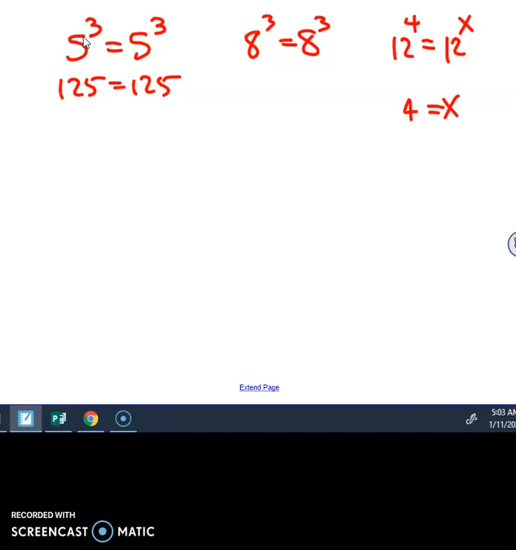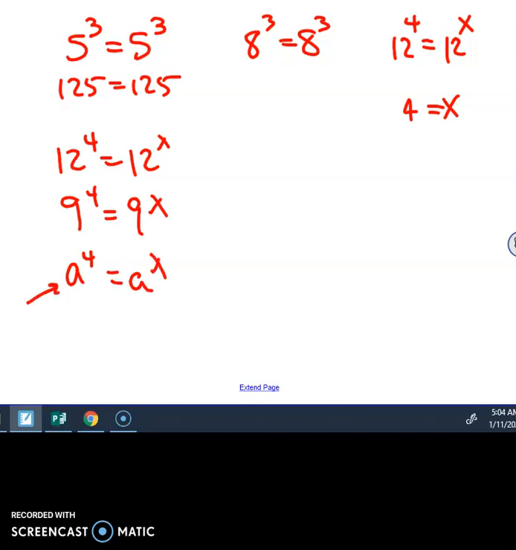And if I have 12 to the fourth equals 12 to the x, or 9 to the fourth equals 9 to the x, or a to the fourth equals a to the x, in terms of these bases, if the bases are the same, our focus really becomes the exponent. And so the exponent would be 4 to make both sides equal to each other.